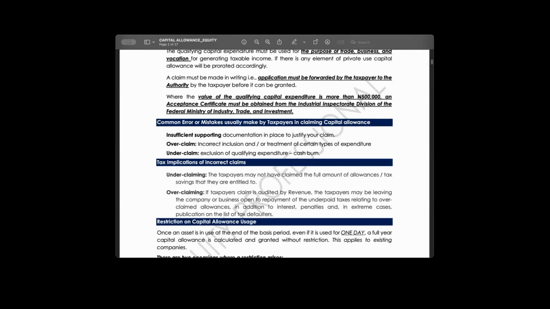What is the implication of this? If you've underclaimed, the taxpayer may not have claimed the full amount of allowances, thereby eroding their tax saving.